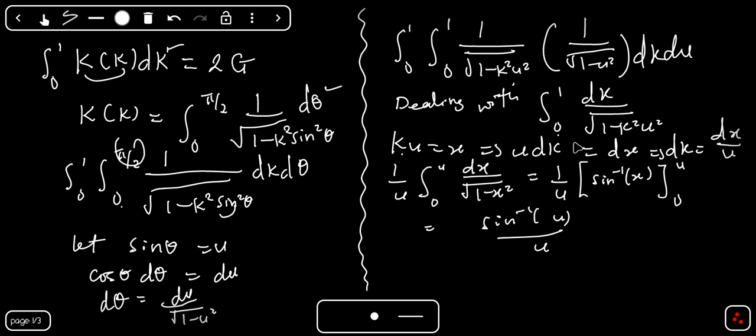So then the integral from 0 to 1 of dk over square root of 1 minus k squared u squared, we're going to have arc sine of u over u. So that's what we're going to have. Okay, now since we've integrated this function right here, what we have now is a function with only one variable, which is u. That is, we've simplified this into what? Into a single integral. Okay, guys, so let's move on to the next page.